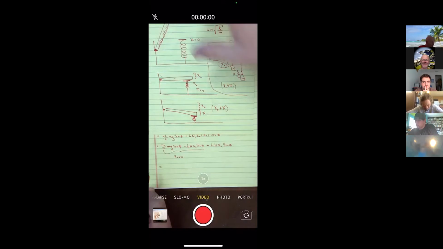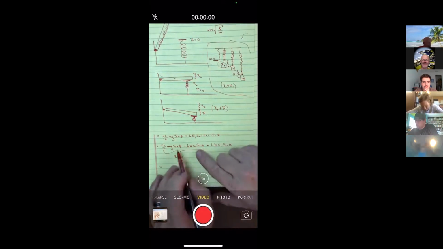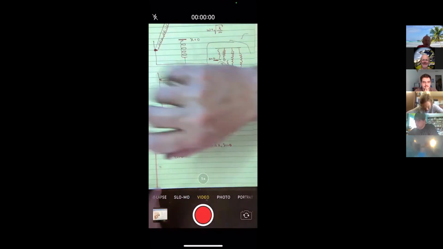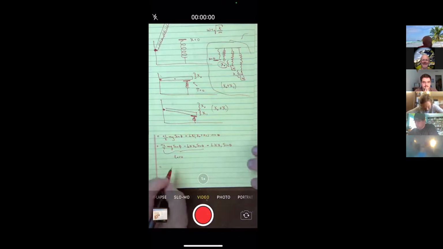So we can just say whatever those numbers are, we don't need to worry about them. We can just say those come out to be 0. So this comes out to be a minus LK x1 sine phi.